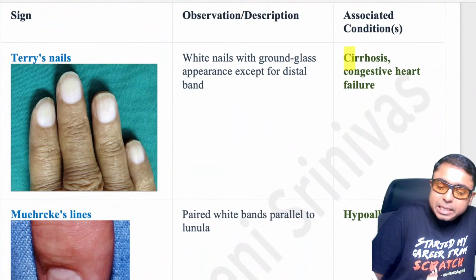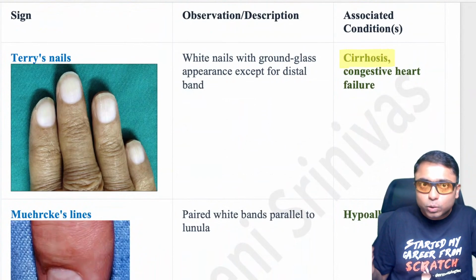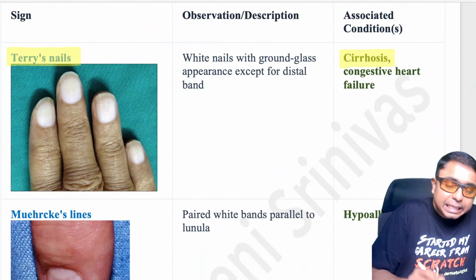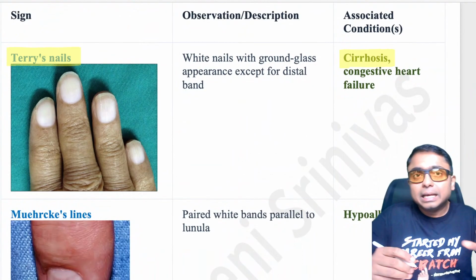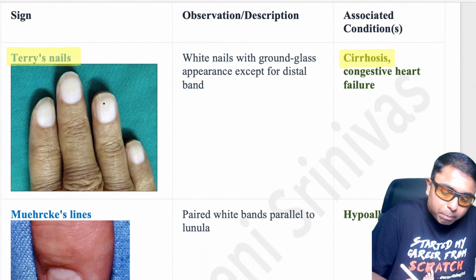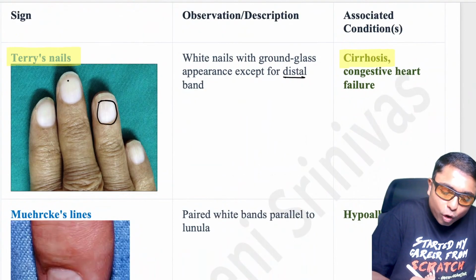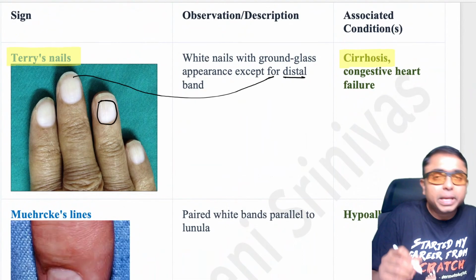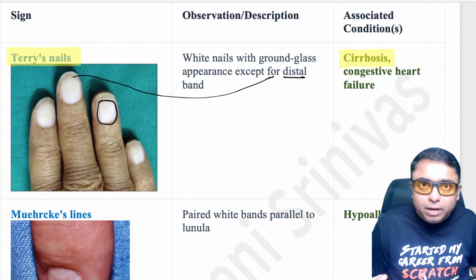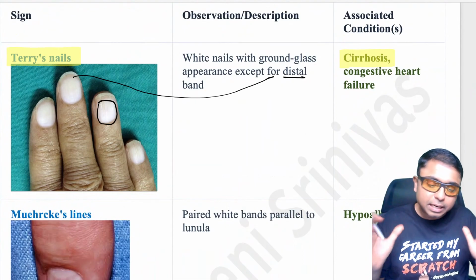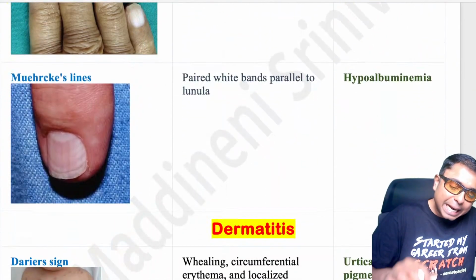Next, in the nails, remember, if there is liver failure, that is cirrhosis, we can see the Terry's nails, which are basically nails that are going to be completely white in color. Just the distal band of the normal color will be remaining. The rest of the nail plate will appear as if it has a ground glass like appearance. So this is what is called Terry's nails.